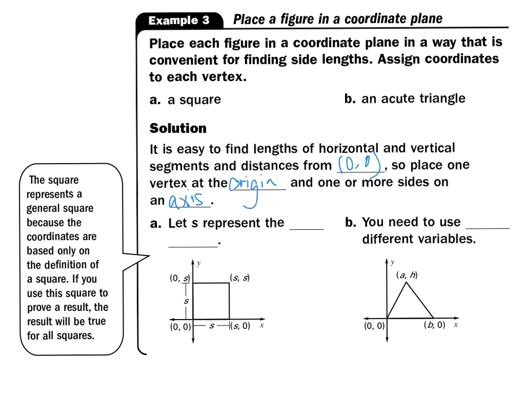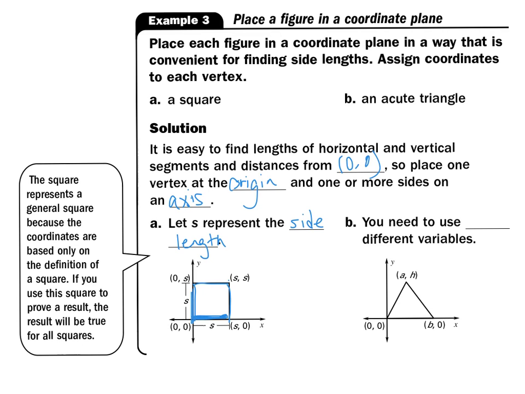So let's look at example A. We're asked to put a square on the coordinate plane. So in this diagram below, let S represent this length right here. Let me see if I can draw this carefully. So this is 1 S right here. And because it's a square, all four sides are the same length, which is S, right? So the side length equals S.